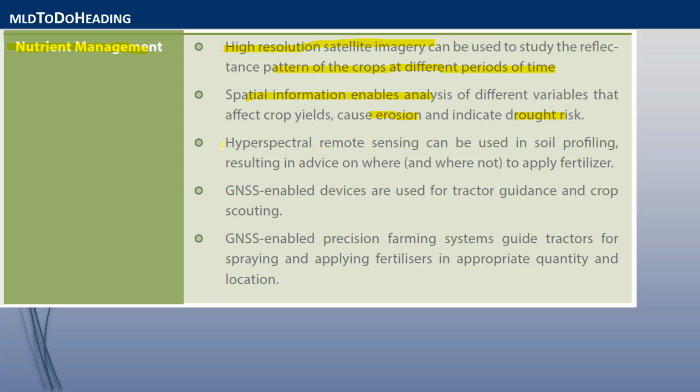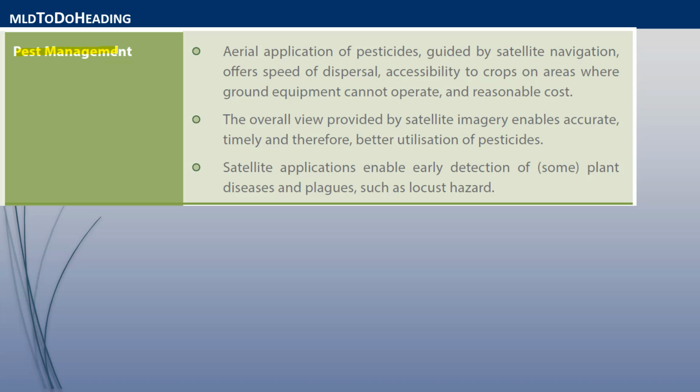With the help of hyperspectral remote sensing, we can do soil profiling and we can apply the fertilizers only to those regions where it is required. And with the help of GNSS enabled devices, we can do tractor guidance and crop scouting. And this is GNSS enabled precision farming. This can also be used while we are spraying and applying any kind of fertilizers to only the appropriate location, not the whole field.